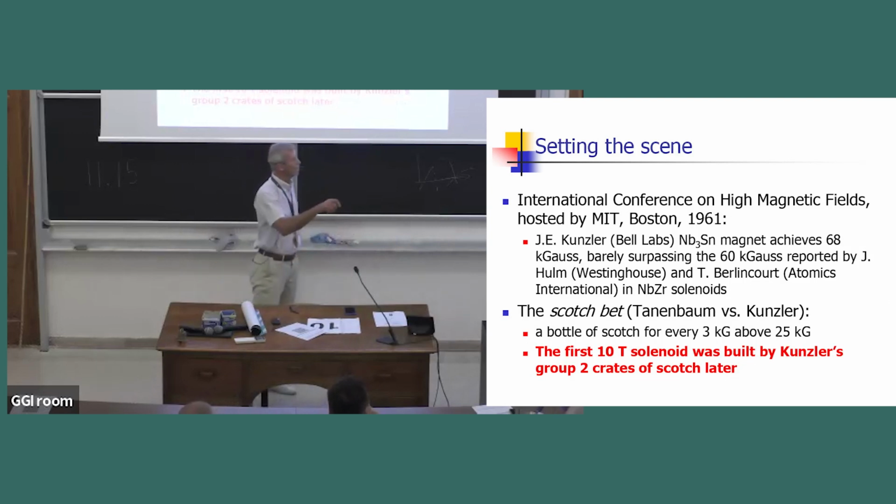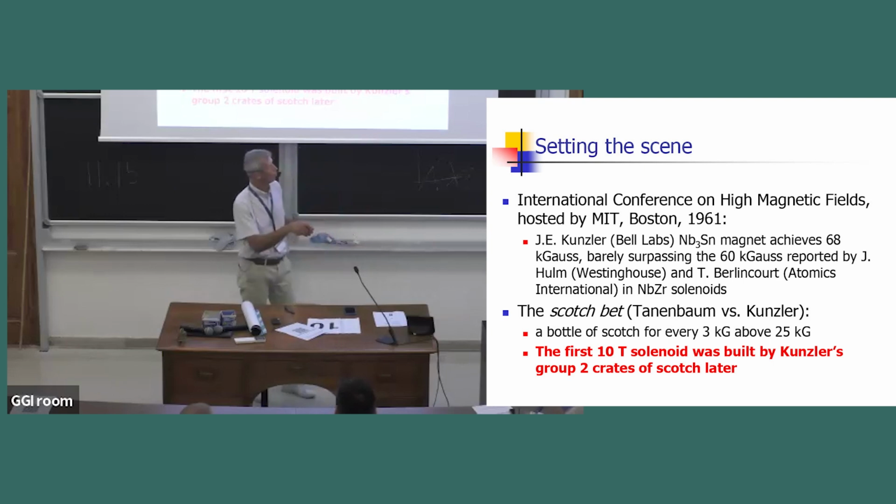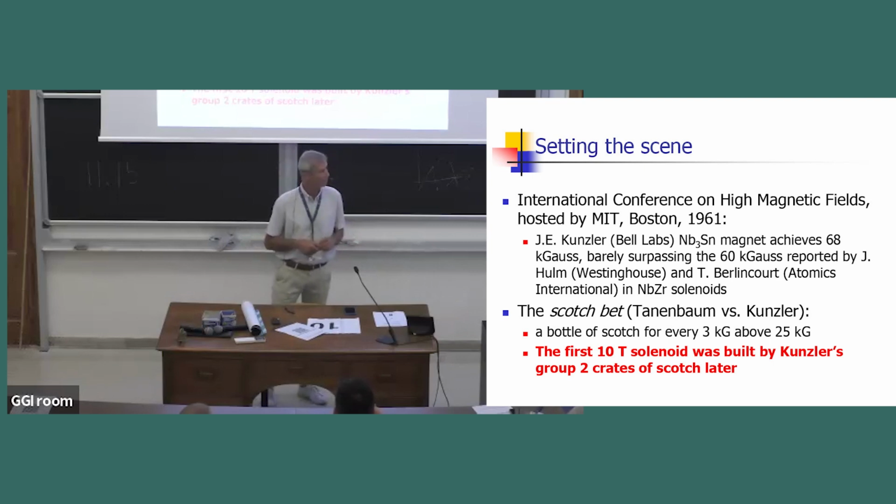Now, there was in 1961, very interesting, a high field magnet conference, and there was kind of a race between the various research groups. There was one by Kunzler, from Bell Labs, who achieved 68 kilogauss, the 6.8 Tesla, barely surpassing the 60 kilogauss made with niobium zirconium solenoids. So he was using niobium-3 tin at that time.